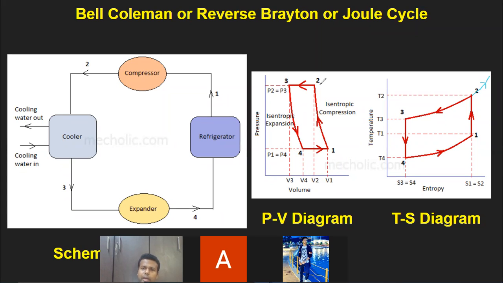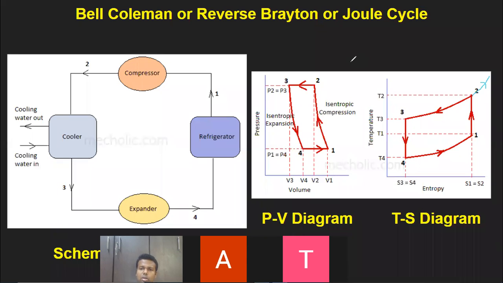Okay, but what is expected during 2 to 3? By keeping the pressure constant, we need to cool it. So when I move from point number 2 to point number 3 along this line, pressure is constant. But as it's a cooling, what happens? Temperature also drops down, entropy also drops down.